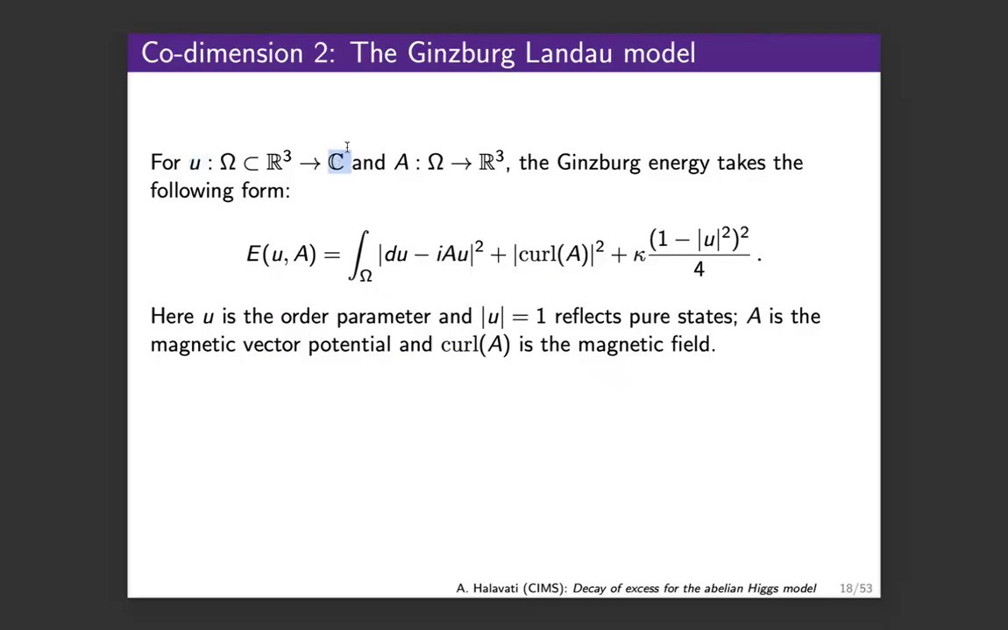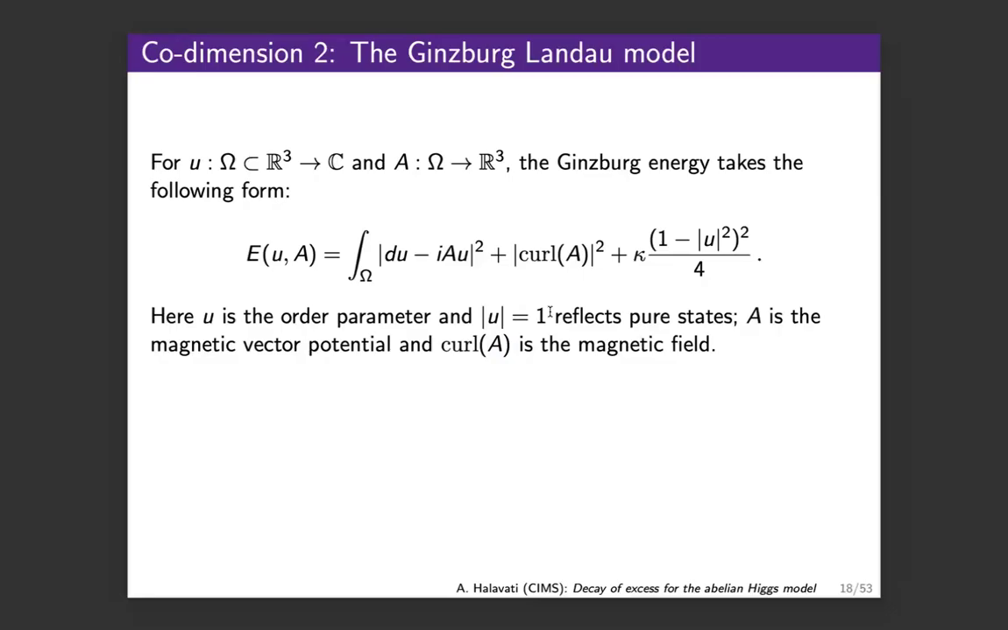So the target space increased in dimension. You have a vector, right? And the Ginzburg-Landau energy takes the following form. We call this U the order parameter. Where U is equal to 1, you reflect the pure state. So this Ginzburg-Landau energy is trying to model superconductivity.